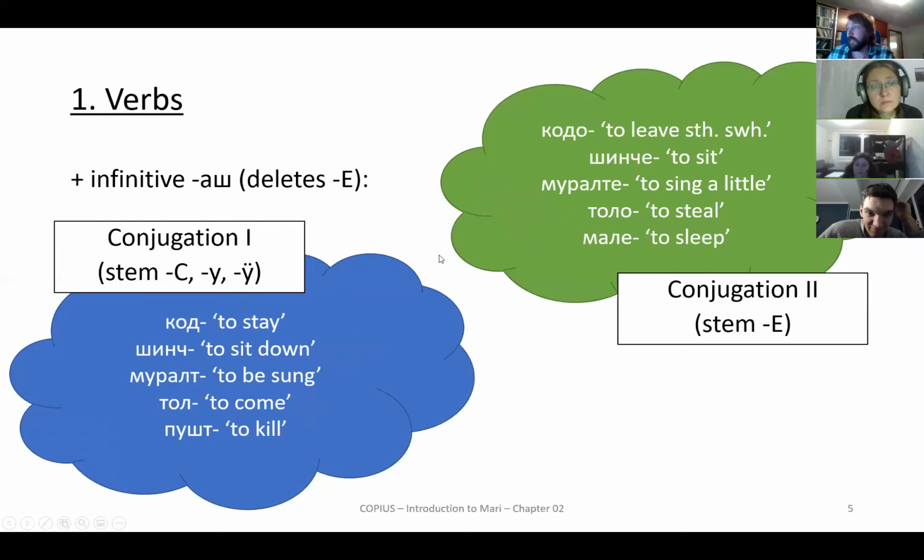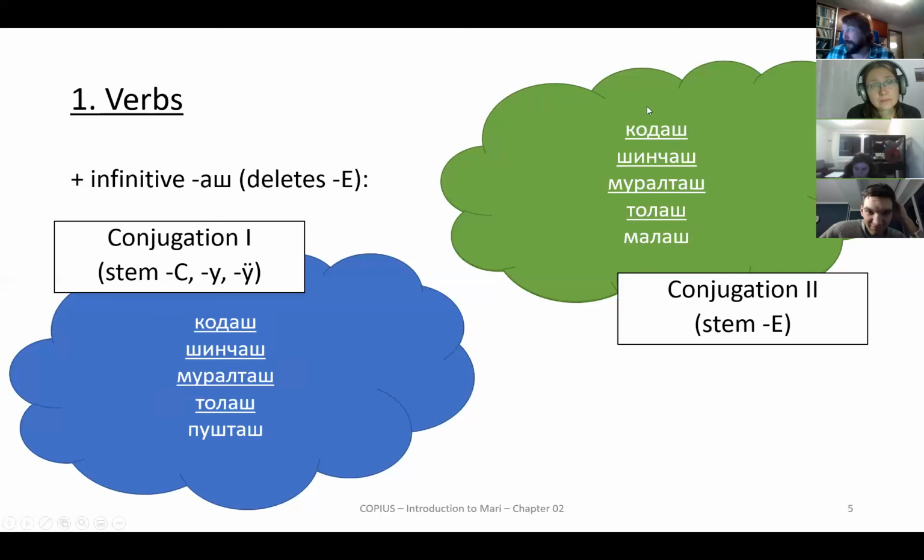However, if we now were to attach the infinitive ending ash to the stems, the infinitive ending ash deletes unstressed final vowels that precede it, the way other suffixes starting with an a do. We'll see a few other ones of those. So if we attach this ash to kot, we get kodash. If we attach it to shinch, we get shinchash, muraltash, tolash, pushtash. Now we attach it to kodo, and it deletes the o, and we have kodash, shinchash, muraltash, tolash.